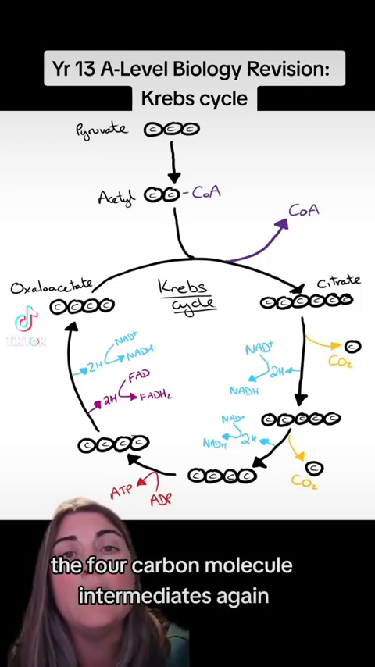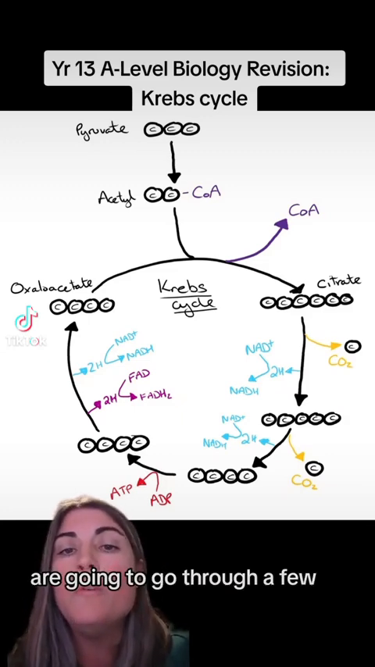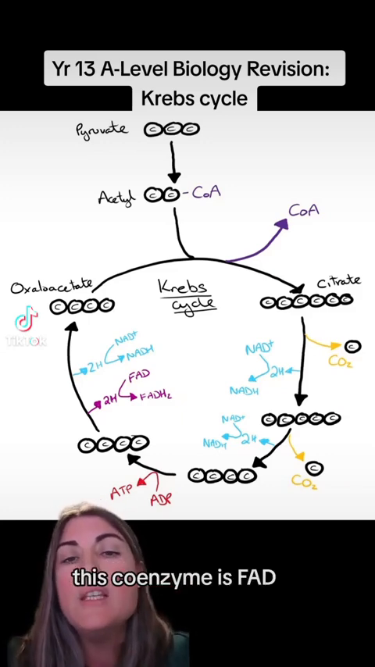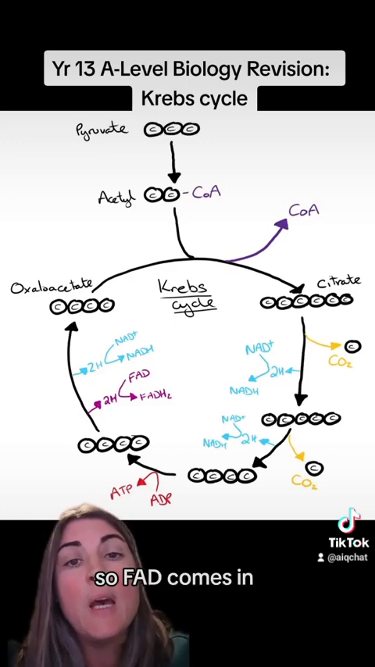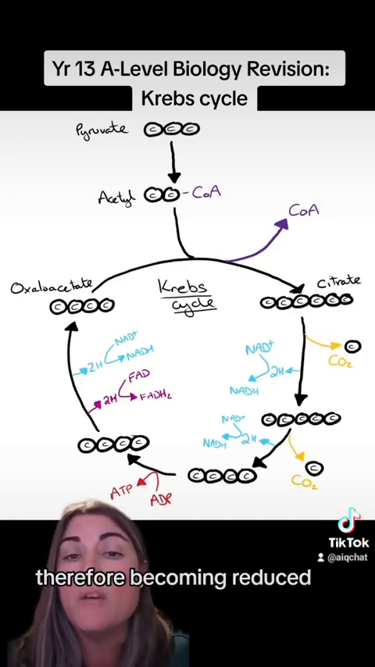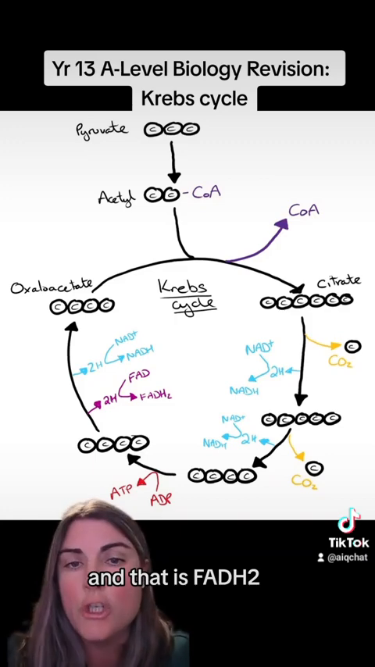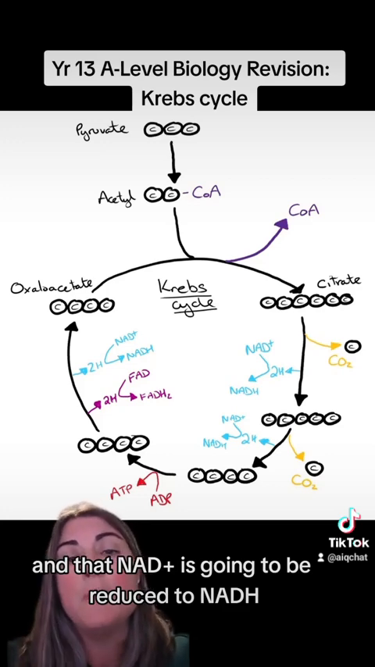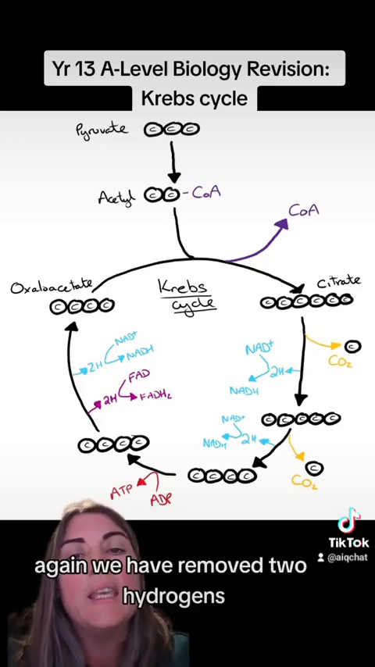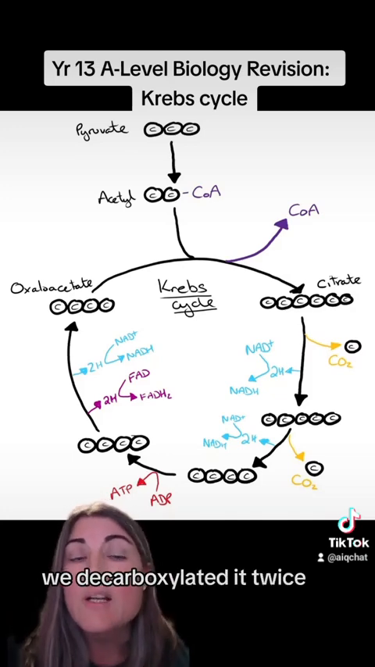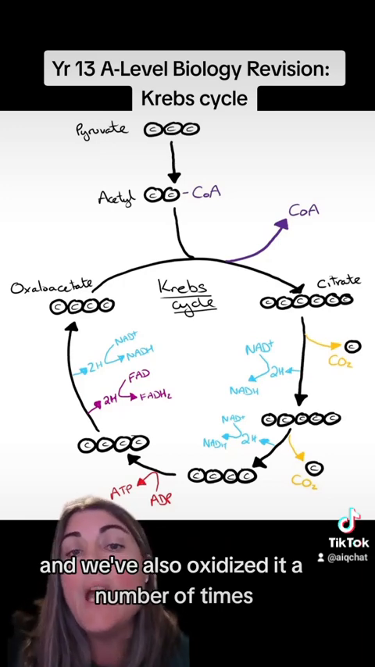The 4-carbon molecule intermediates again are going to go through a few stages of oxidation. This time we've got a new coenzyme coming in. This coenzyme is FAD. So FAD comes in, it is going to remove the hydrogens, therefore becoming reduced, and that is FADH2. Another NAD is going to come in, and that NAD plus is going to be reduced to NADH. Again, we have removed 2 hydrogens. So we have taken our 6-carbon molecule, we've decarboxylated it twice, and we've also oxidised it a number of times.